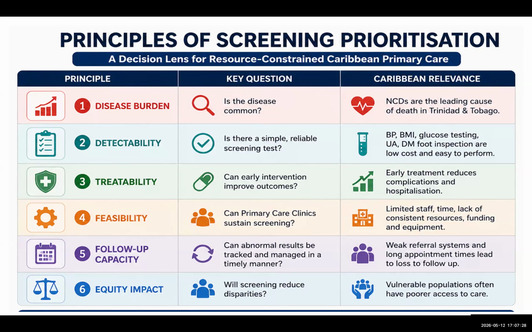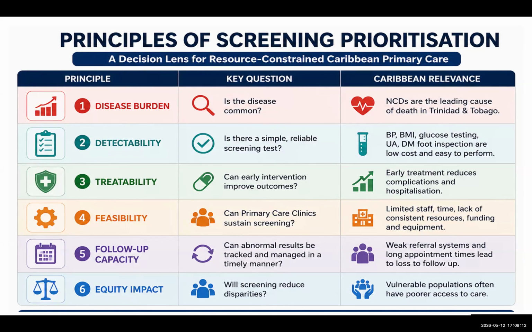The fourth principle is feasibility. Even evidence-based screening programs may fail if healthcare systems lack sufficient staffing, funding, equipment, or even laboratory access. There was a study done by Dr. Bahal and Dr. Legal in 2017 in a Trinidad walk-in clinic, and it showed that the workflow was affected by clinic time and resource allocation. These simple things affected screening implementation in many primary care settings.